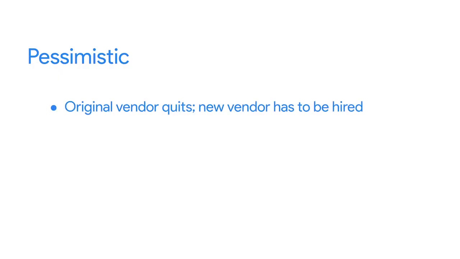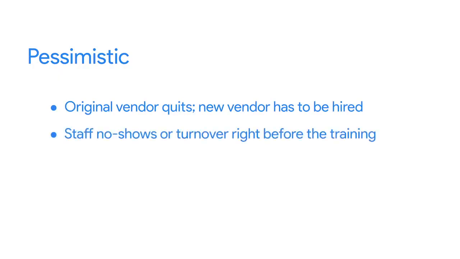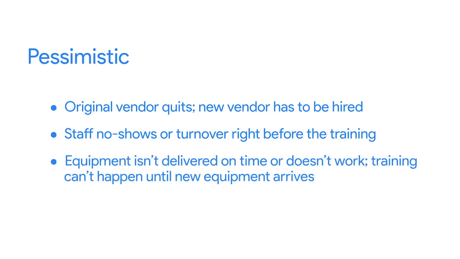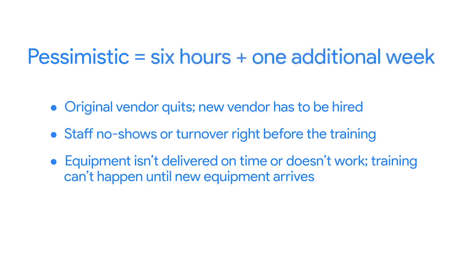Under pessimistic conditions, you could have a situation where the original training vendor quits and a new vendor has to be hired. There could be several unexpected staff no-shows or turnover right before the training. Or possibly the equipment doesn't get delivered on time or doesn't work, so the training can't happen until the new equipment arrives. In this case, the actual training time is still around 6 hours, but the date has to be rescheduled for up to a full week later than originally planned.